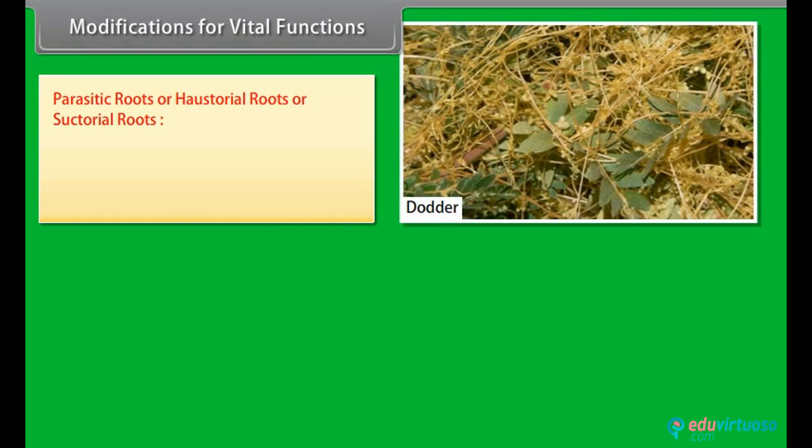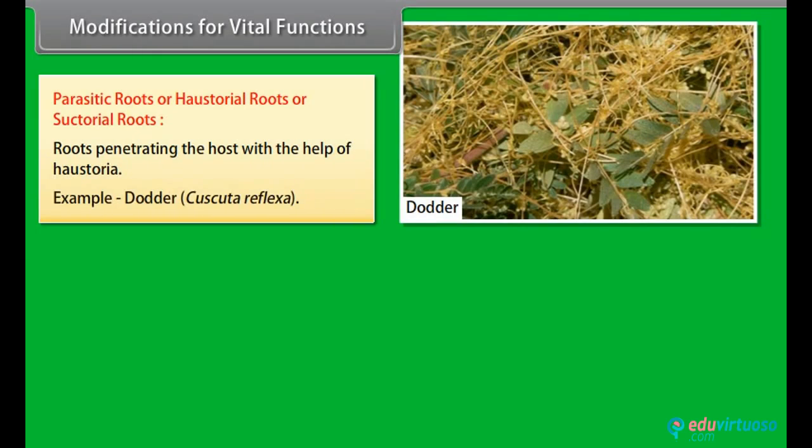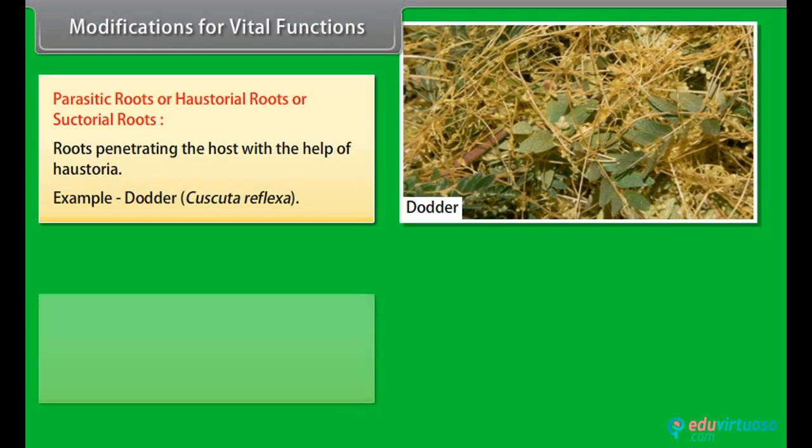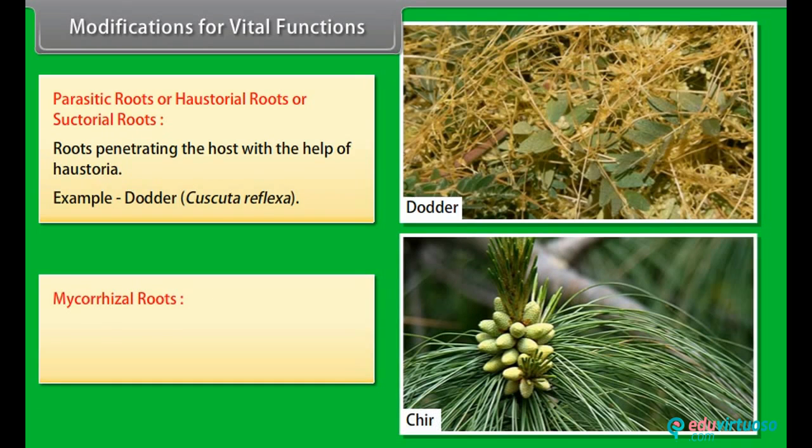Parasitic roots, or haustorial roots, or suctorial roots: roots penetrating the host with the help of haustoria. Example: dodder. Mycorrhizal roots: roots associated with fungi. Examples: pine, birch, etc.